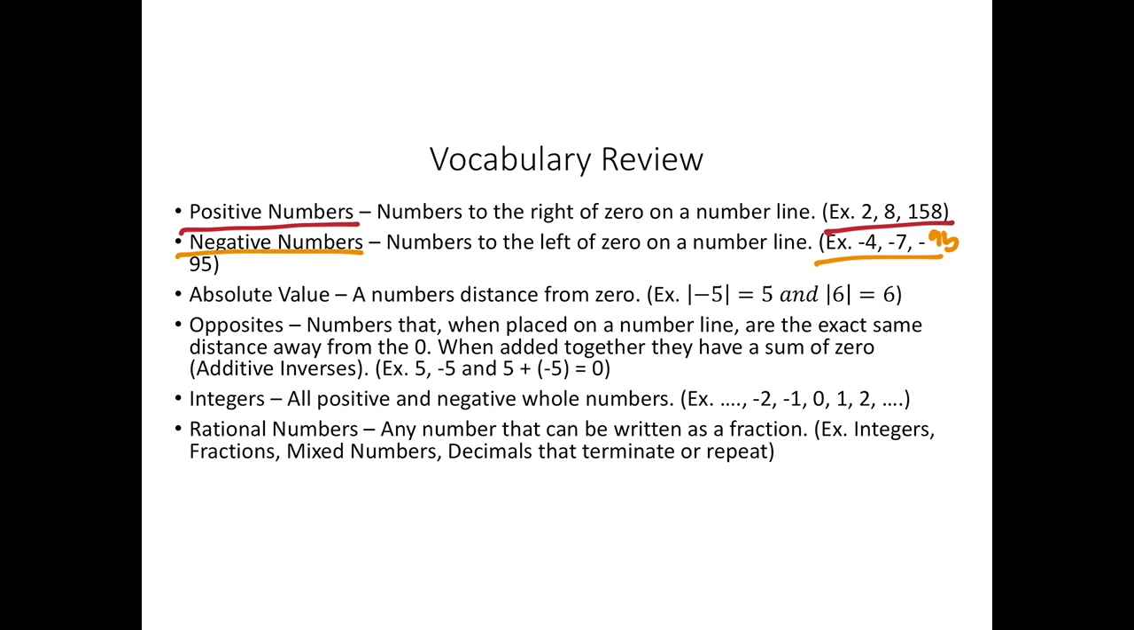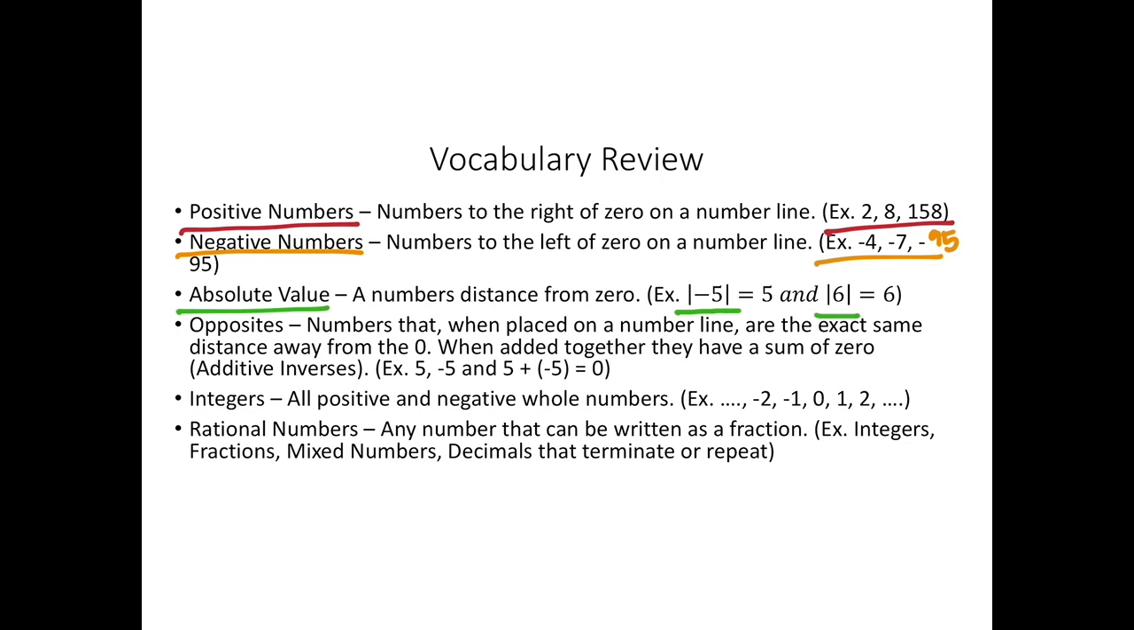Next we have absolute value. And if you recall, absolute value is just a number's distance from 0. How far is that number located from 0? So I've listed a couple examples here. If we take the absolute value of -5, how far is -5 from 0? Well, -5 is 5 spaces from 0, so we would say that the absolute value of -5 is 5. What if we wanted to ask the absolute value of 6? Well, how many spaces away from 0 is 6? It is 6 spaces. So the absolute value of 6 is 6.